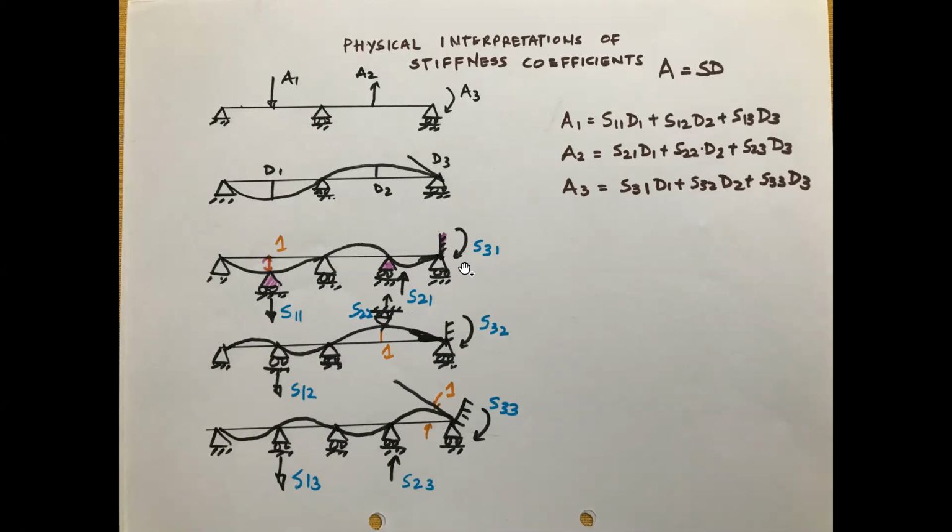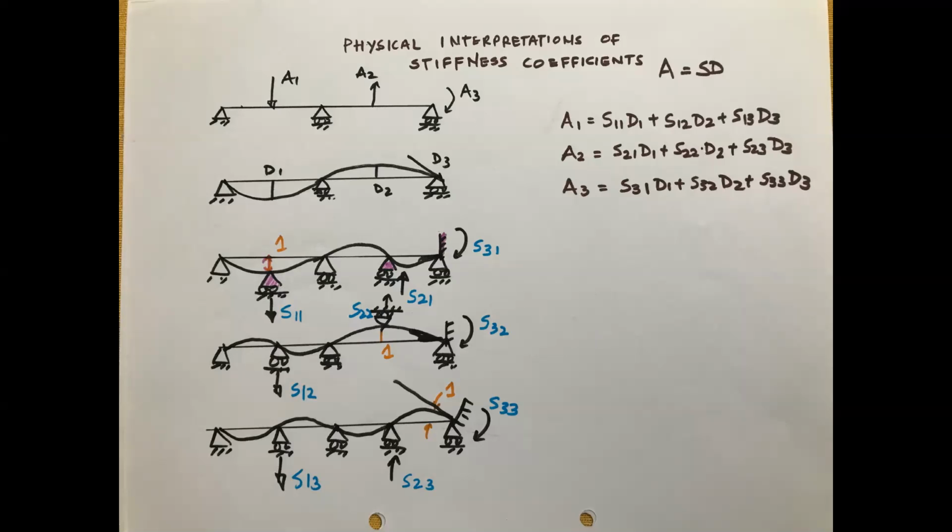And similarly, there will be a moment generated. So if the moment is generated, I have to introduce a support something like fixed. I have introduced, along with this roller support, a support which is fixed, and S31 is the moment calculated at location 3 because of the unit allowed displacement at 1. This is the procedure.